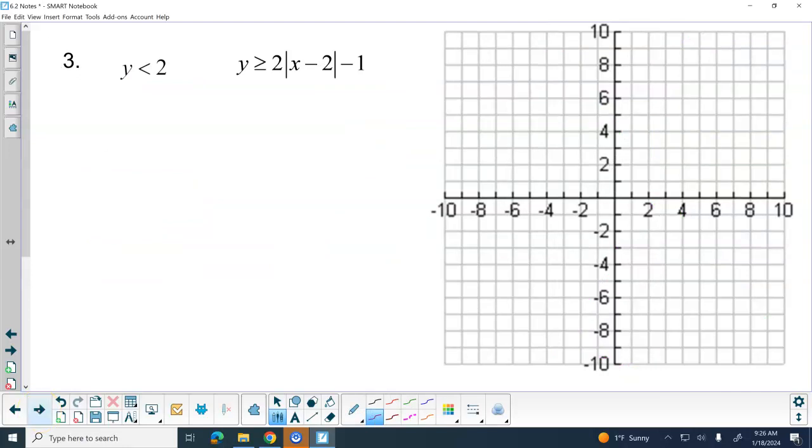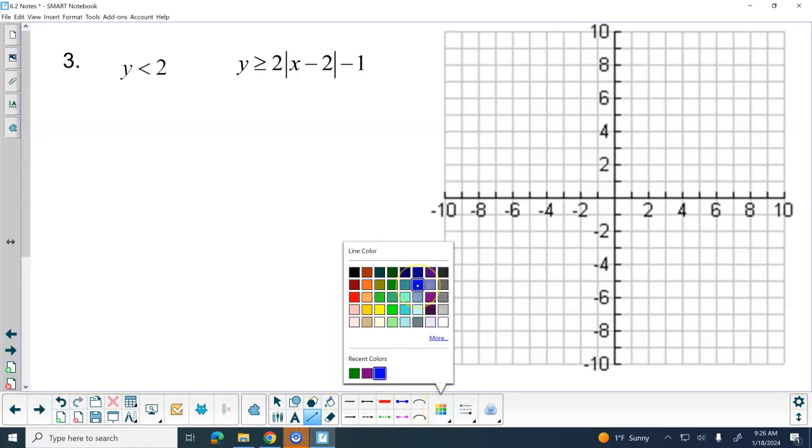This one's a little different, okay? So we can handle the y is less than 2. That's going to be what kind of a line? Solid or dashed? Dashed. Without an x, is it vertical or horizontal? It's horizontal, so it's a horizontal dashed line at 2.